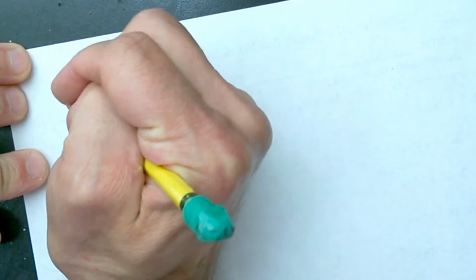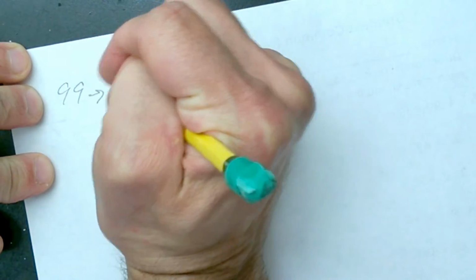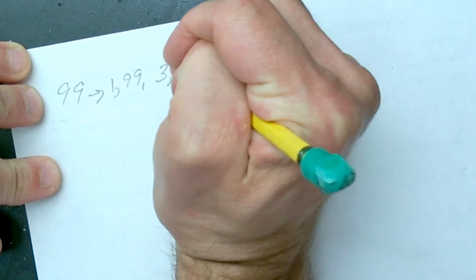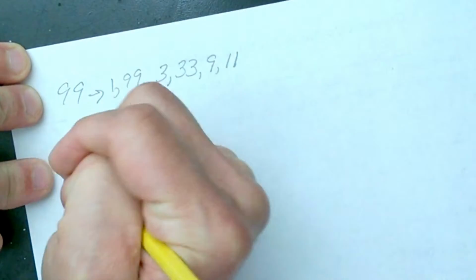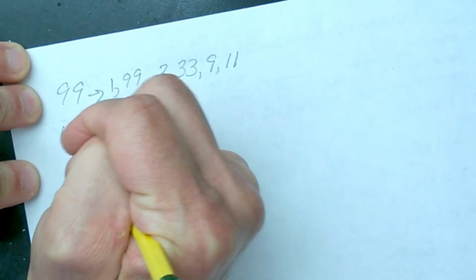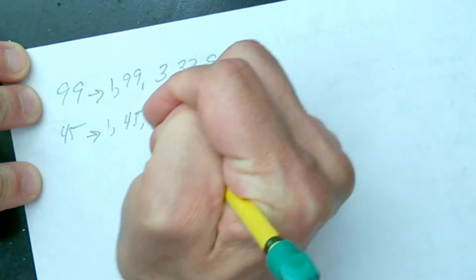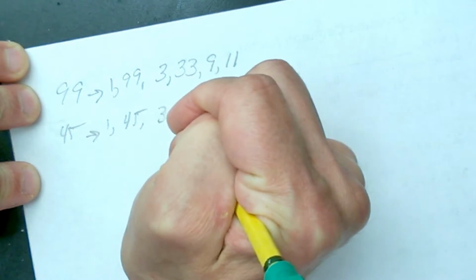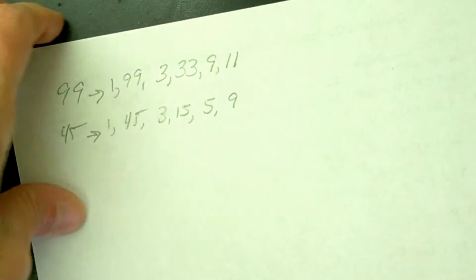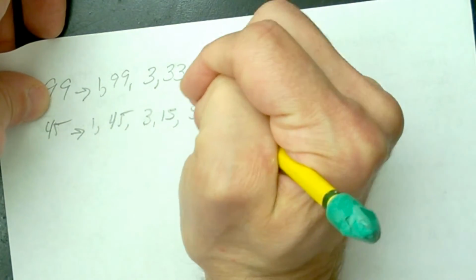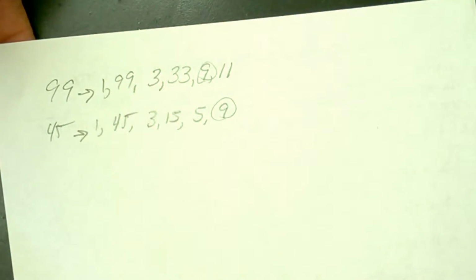So my factors of 99: 1 and 99, 3 and 33, 9 and 11. The factors of 45: 1 and 45, 3 and 15, 5 and 9. Oh, looks like 9 is our greatest common factor.